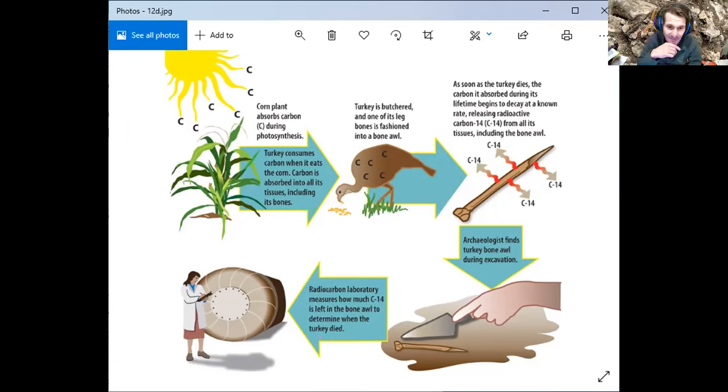So what I'm going to do is run that through again. In other words, the turkey lived 5,730 years ago. The bone is excavated. It goes into a laboratory and the archaeologists work out precisely there's half the original radiocarbon 14 atoms left in the bone, giving it a date of 5,730 years ago.